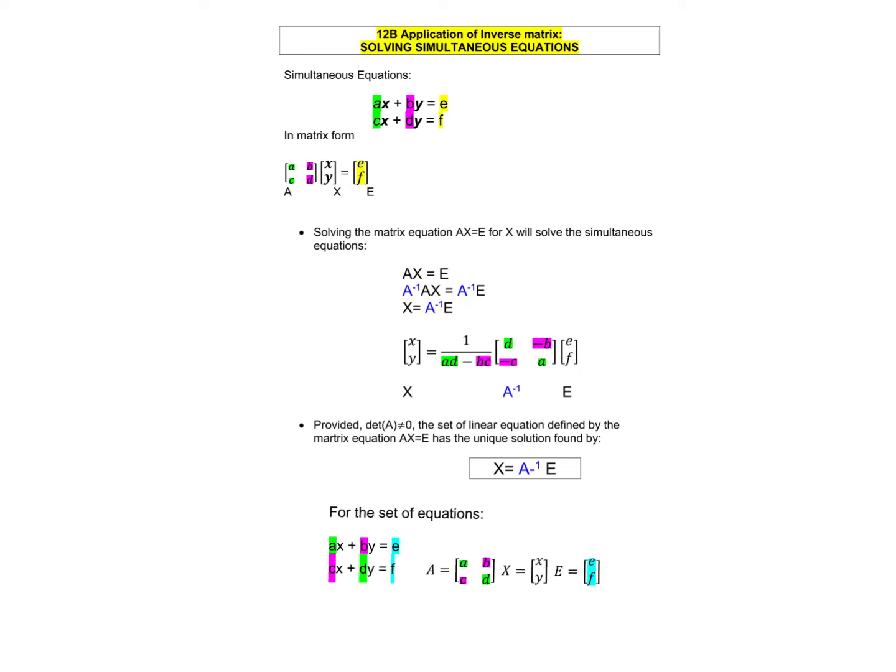Okay, so today we're going to look at simultaneous equations, and that's solving them but using matrices. And to do this, we are going to have to use the inverse, which is what we looked at the other day. So remember, we looked at how we calculate the inverse.